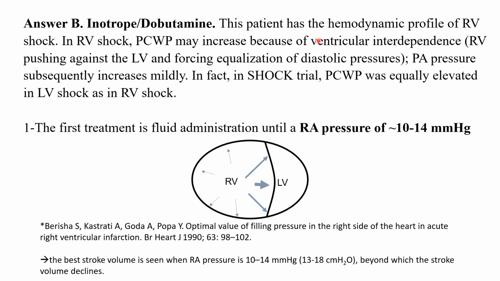The number of 10 to 14 millimeter of mercury has been provided by a landmark analysis in 1990, which showed that the best stroke volume in acute RV infarct is seen when RA pressure is 10 to 14 millimeter of mercury. Beyond this RA pressure, the stroke volume actually declines because of what I explained: ventricular interdependence, a decline in LV outflow, and an increase in RV afterload and tricuspid regurgitation.